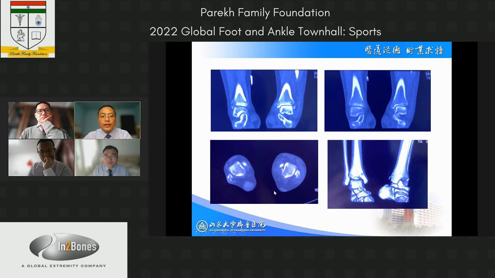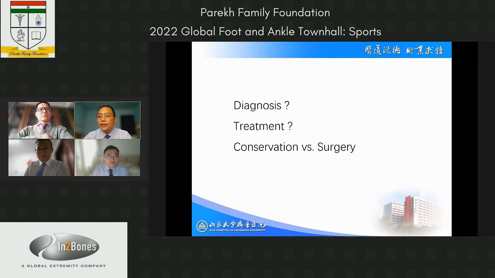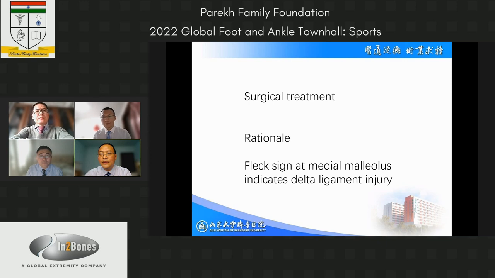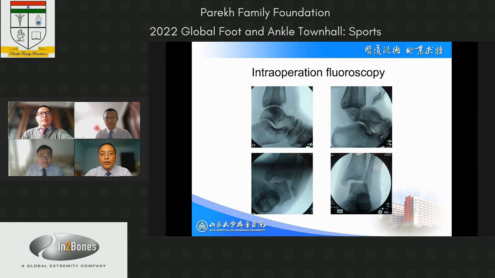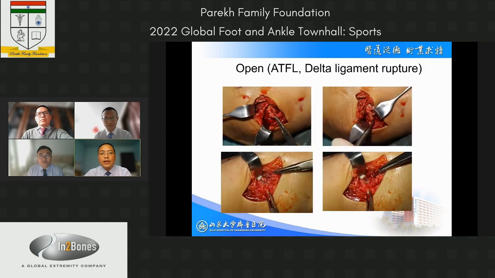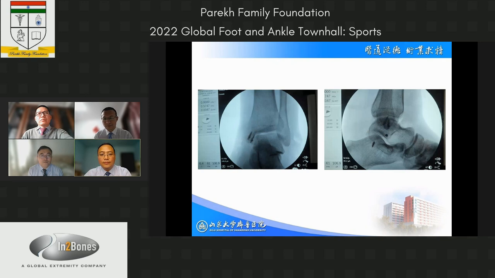It's the diagnosis and the treatment, conservative or surgery. Surgery and the treatment, rotational fracture, and the medicine and the normal indication dilated the ligament injection. Under the arthroscope there is an interpretation of the dislocation. It's the expression under the arthroscope. It's open, the acetabulous ligament rupture. Here is the acetabulum. It's a splint for 4 weeks.